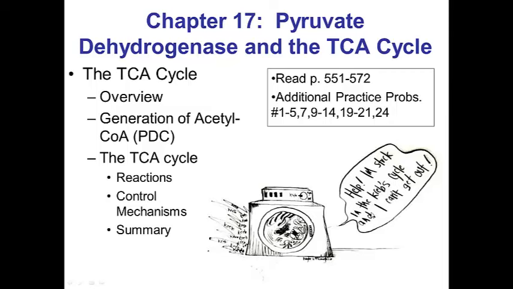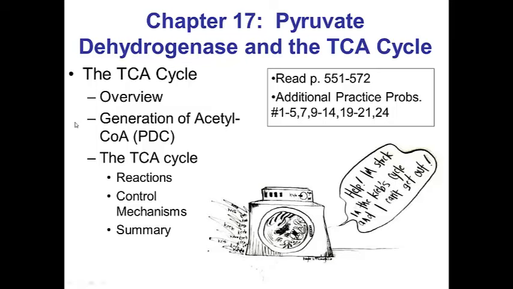The goal of this video is to talk about the TCA cycle, also known as the Krebs cycle, also known as the citric acid cycle. Most importantly, this cycle is essentially the hub of all of the metabolic processes that occur in the body.